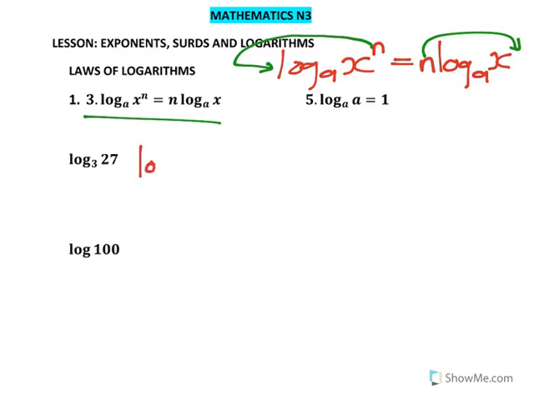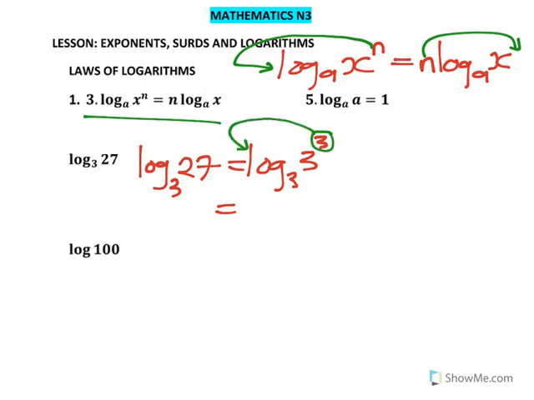Let's first go to this law and make an example. If you are given log base 3 of 27, now you know 27 is 3 to the exponent of 3, so it is log base 3 of 3 cubed. Now, using the previous law, this 3 will come and go before the log. So you are going to have 3 log base 3 of 3.